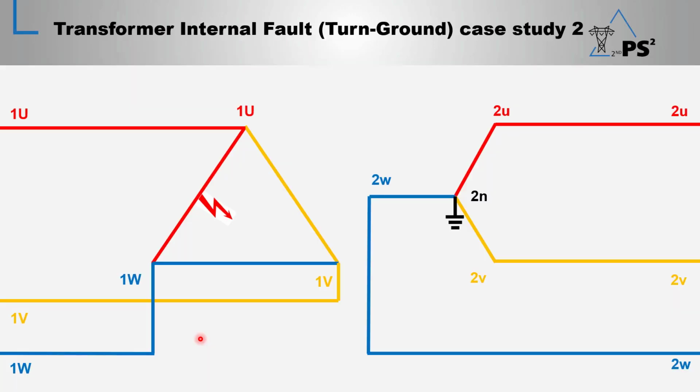Second case: winding to ground fault, or turn to ground fault. It's in the same winding 1U 1W, and here is the current feeding from the power network to feed the fault in 1U and from the 1W phase.